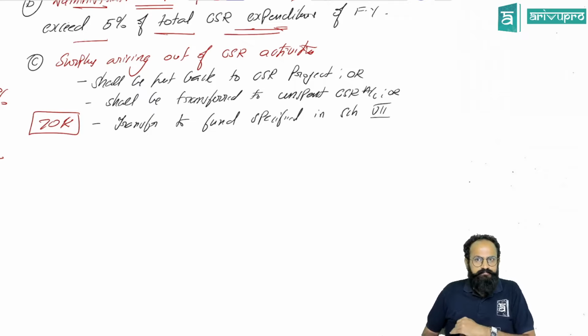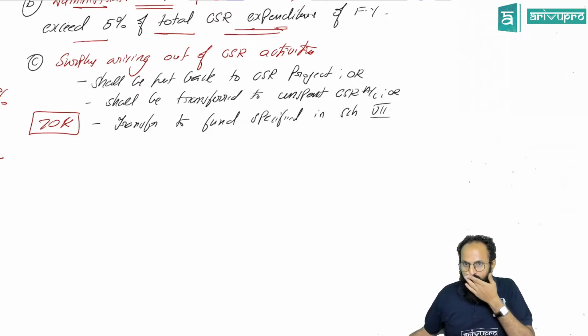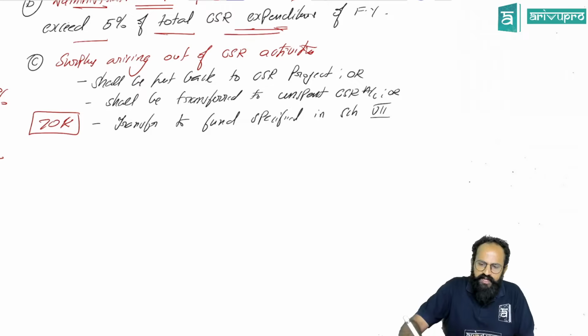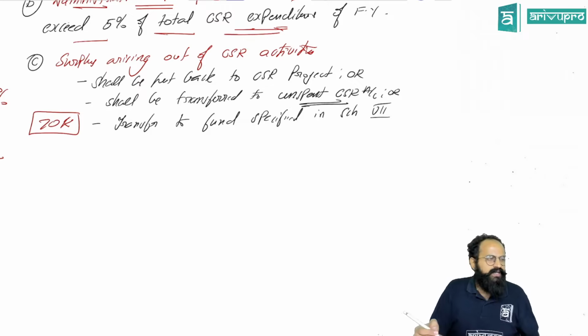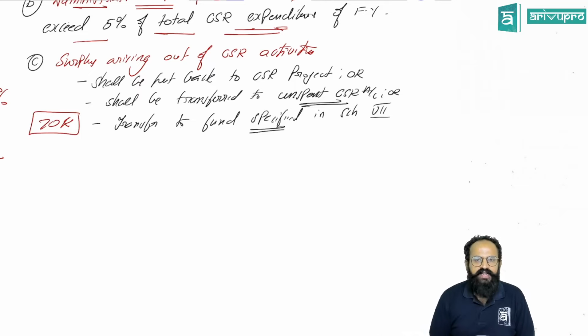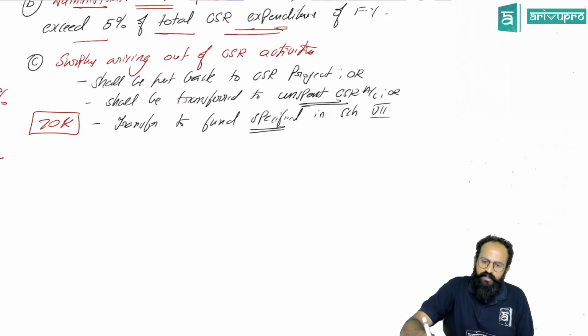Yes, sir. So anything surplus, you have to either spend it or treat it as a different account, the unspent CSR account. You have to spend there also. What is unspent CSR? We'll see. Or transfer to the fund specified in Schedule 7. What is that, people? Imagine if you are not able to spend. Do one thing, give it to me. I will spend, says the government. Yes, sir. Who said, people? Your Pradhan Mantri ji.